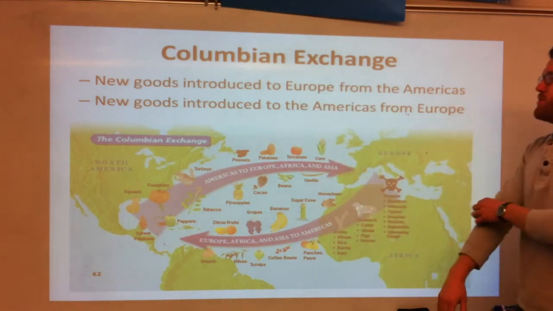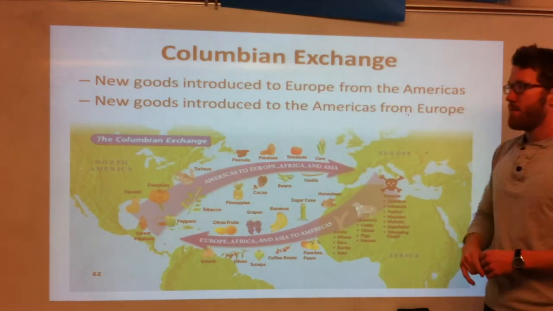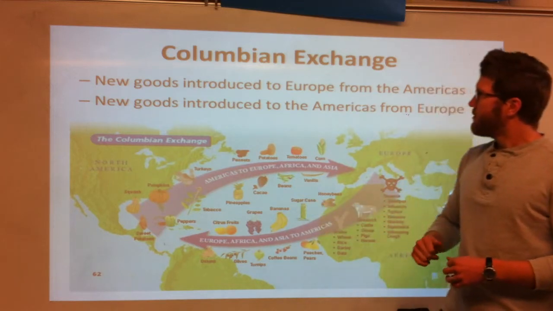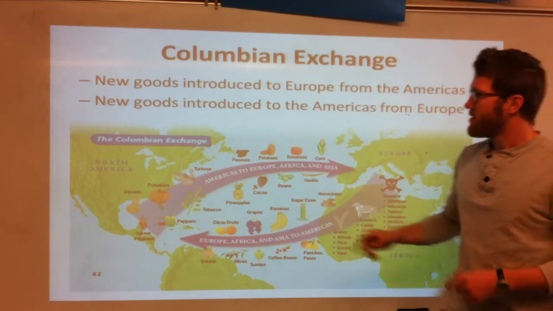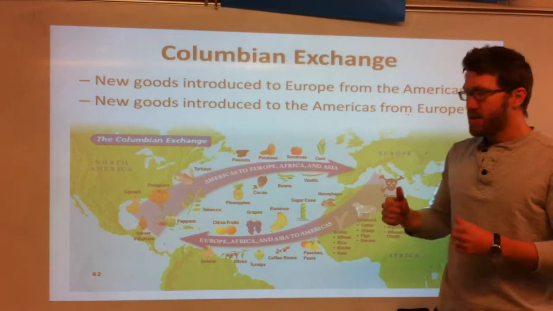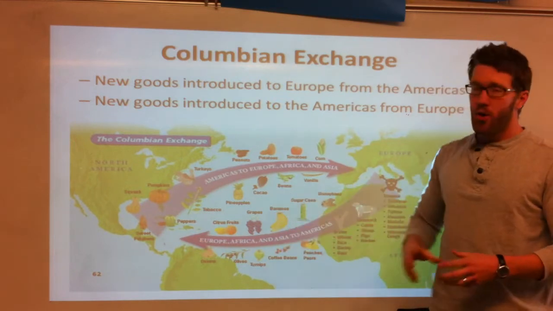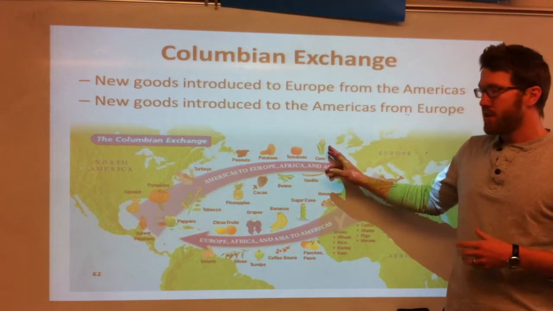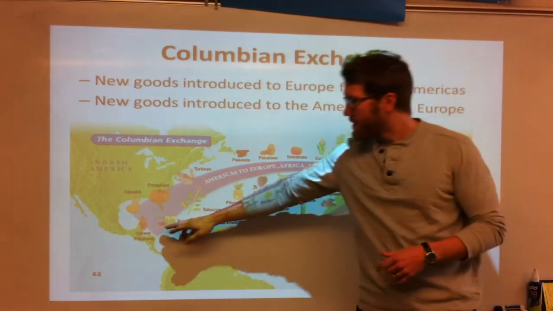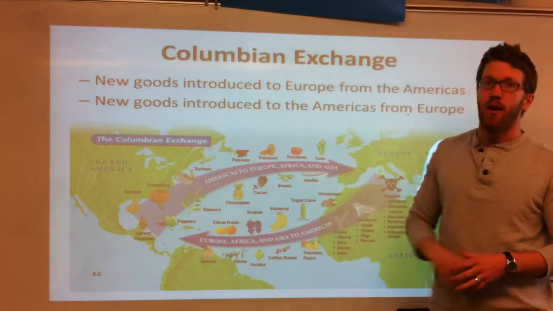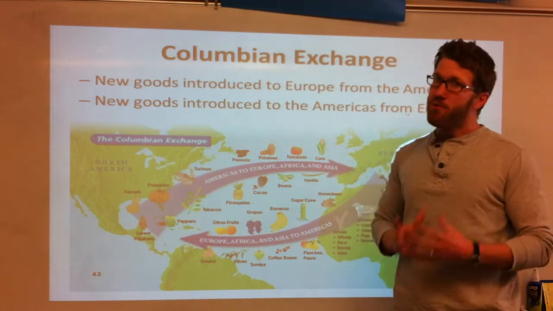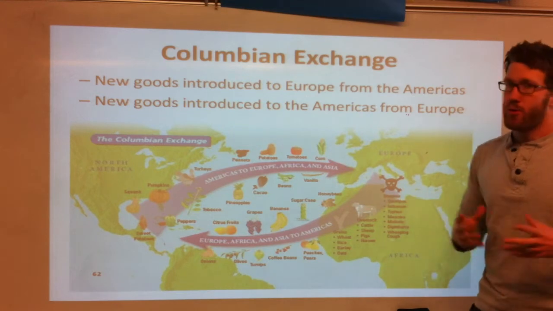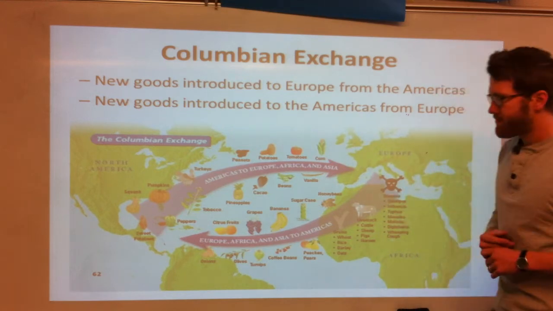One new good that was introduced to Europe from the Americas, some really important ones: tobacco is a real big one. Cocoa, which makes chocolate. Corn, which you use for food. And two of the biggest ones are the sweet potato and the potato. These are going to create a stable food supply in Europe and allow the population to grow, which we'll get into in just a little bit.